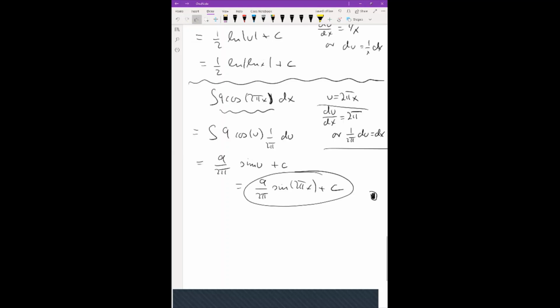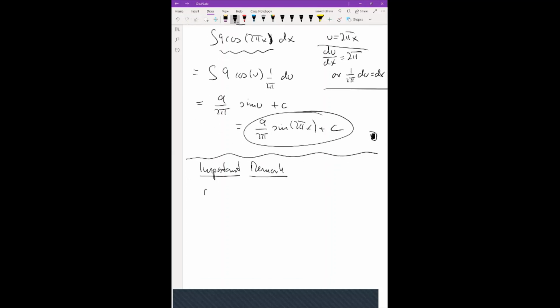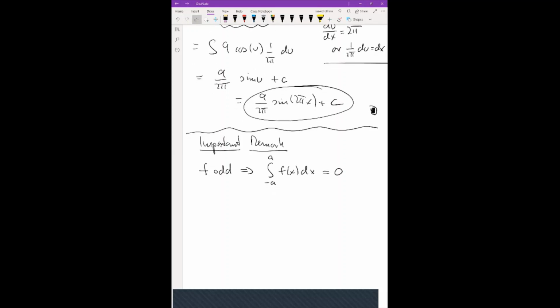Okay, now an important problem. If you have an odd function, then the integral from minus a to a of f of x dx is equal to 0. You can prove this with u substitution or by a picture.